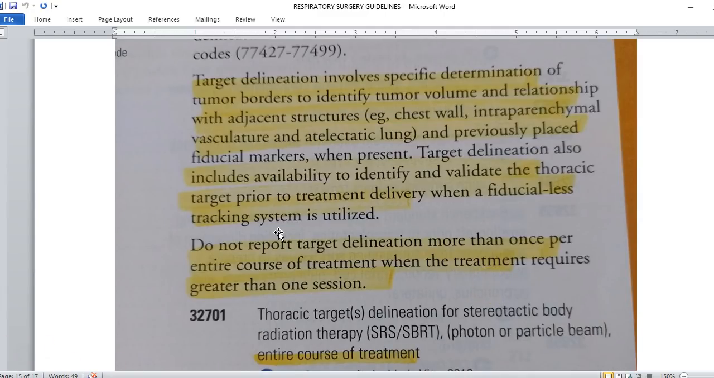So again, it tells us target delineation involves specific determination of tumor borders to identify tumor volume in relationship with adjacent structures, such as the chest wall, the intraparenchymal vasculature, or an atelectatic lung, and previously placed fiducial markers when present. So target delineation also includes availability to identify and validate the thoracic target prior to treatment delivery when a fiducial tracking system is utilized. So again, this is what the doctor's doing. They're going in there, they're identifying the tumor, they're identifying how close it is to the adjacent structures, and they're placing markers if need be.